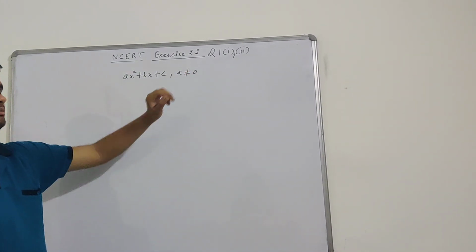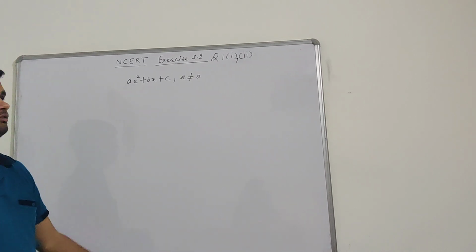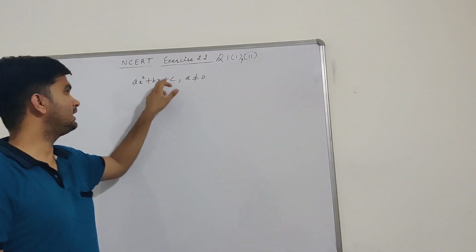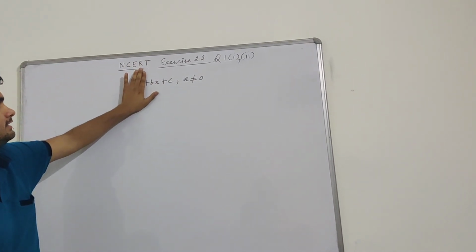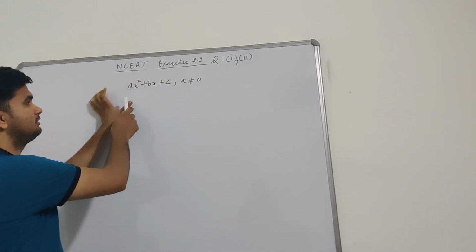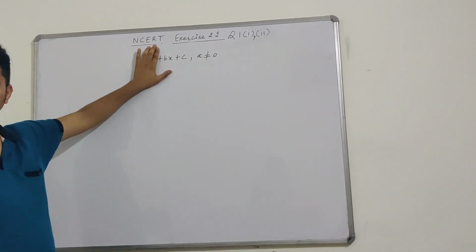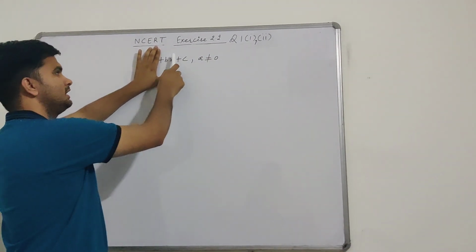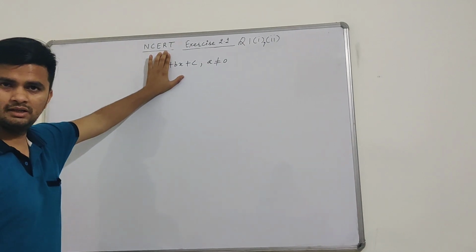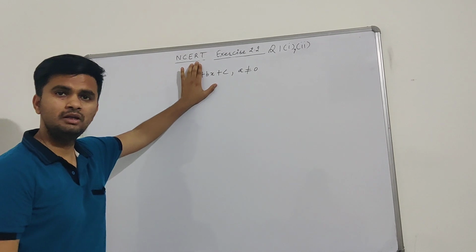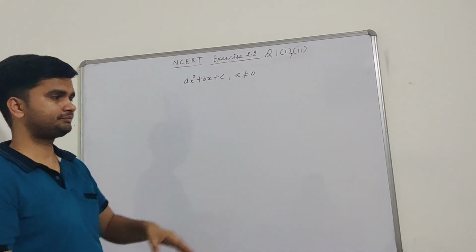And here a should not be equal to 0. If a is equal to 0, then it will become a linear polynomial. Why will it become a linear polynomial? See here, if a is equal to 0, then this polynomial will become bx plus c. And the highest power, the degree of the polynomial, is equal to 1. Then it will become a linear polynomial.